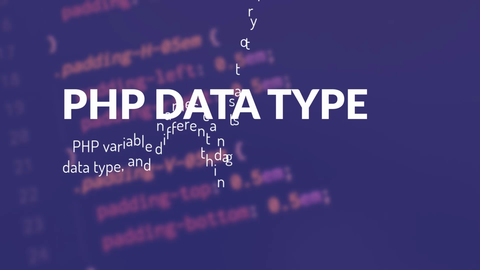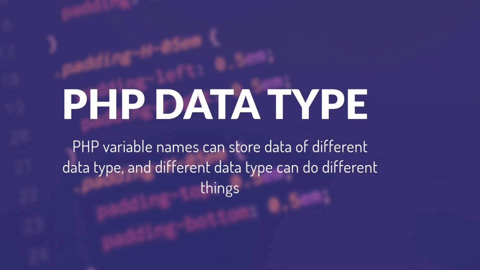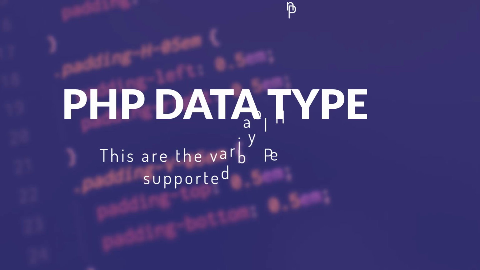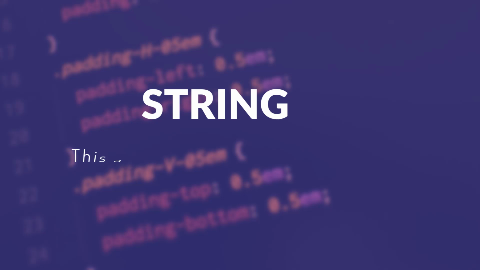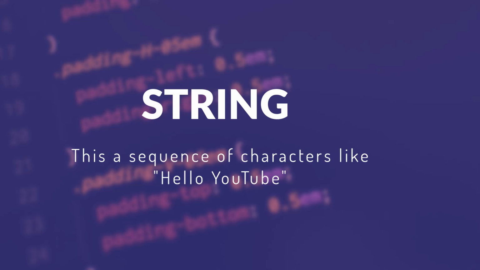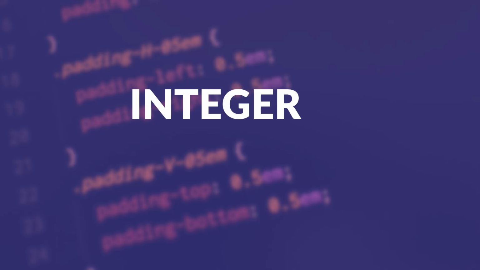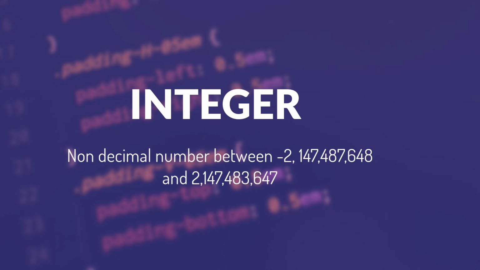PHP variable names can store data of different types, and different data types can do different things. Let us discuss the various data types supported by PHP. The first one is a string. A string in PHP is a sequence of characters like hello YouTube. The second data type supported by PHP is integer. When we talk of an integer in PHP, we are talking of a non-decimal number between -2 billion plus and +2 billion plus.